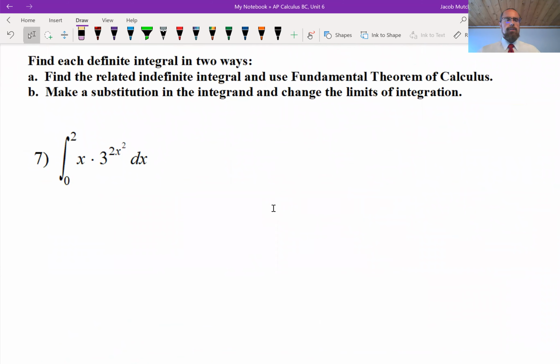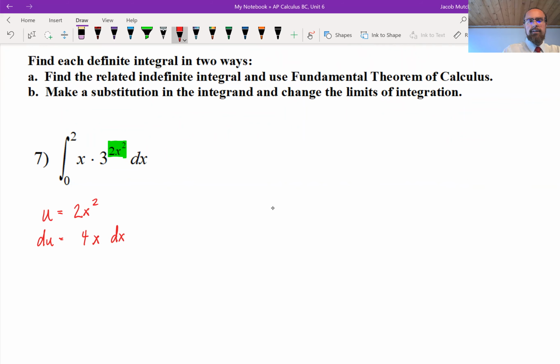Our second example is this integration from 0 to 2 of x times 3 to the power of 2x squared dx. So I want to try this again in the same two ways. So I'll start off with this example. Again, I want to identify the part that I want to substitute with a u. And that's going to be this power 2x squared. So we'll call that u initially. And we'll find du here is going to be 2 times the old power of 2 is 4x dx.